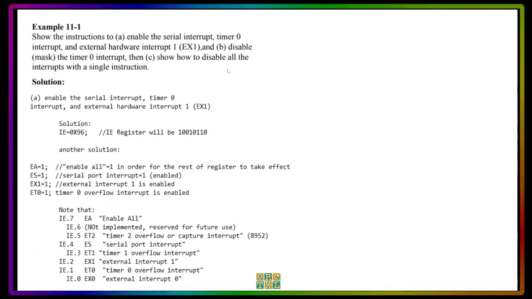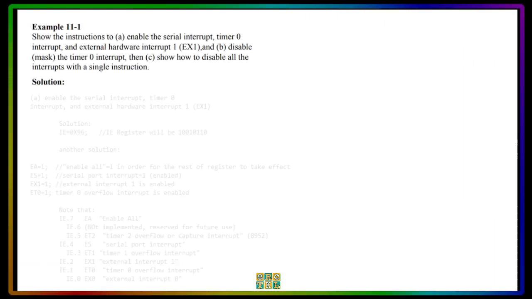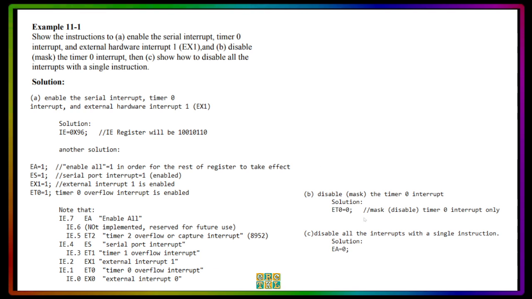Now for letter B, we have a task to disable, or mask, or ignore the timer 0 interrupt. If you analyze it, the timer 0 interrupt is located on ET0. So to disable this, we have to put 0 to ET0. So the answer here is to make ET0 equal to 0. So let's see the solution on letter B. ET0 equals 0.